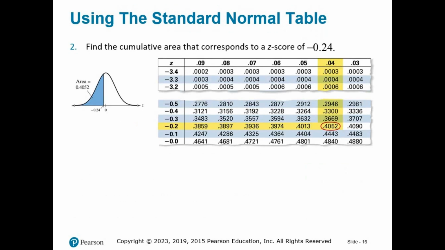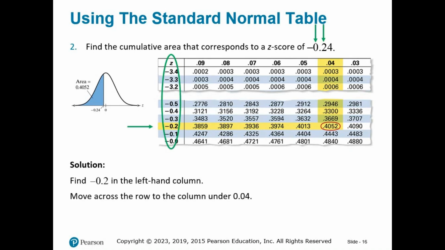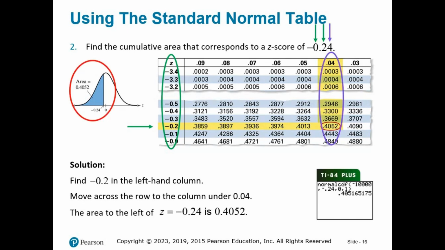All right, let's try another one. Find the cumulative area that corresponds to a score of negative 0.24. Okay, it's very important to note that this one is a negative number. When we're looking at the table, we want to make sure we're looking at the negative beginning z-scores. So we'll look for negative 0.2. After that, we look for the hundredths place across the top and find 0.04. We follow that down to the intersection and find 0.4052, and that is the area to the left.